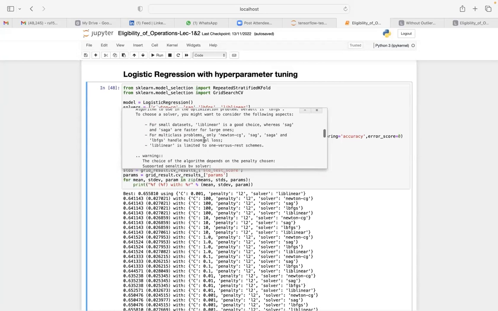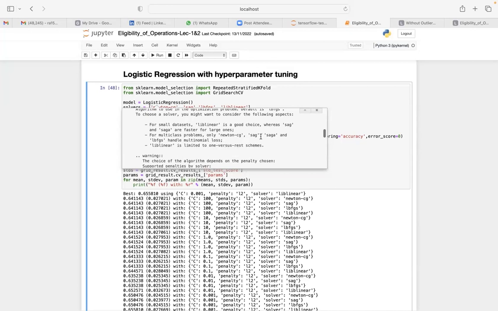For multi-class classification, you cannot use liblinear because that's the only check here. So liblinear for small data sets, it's a good choice, it says. Saga is faster if you're not getting very much difference in terms of improving the prediction, and if you want to do faster operation, then you can choose Saga.